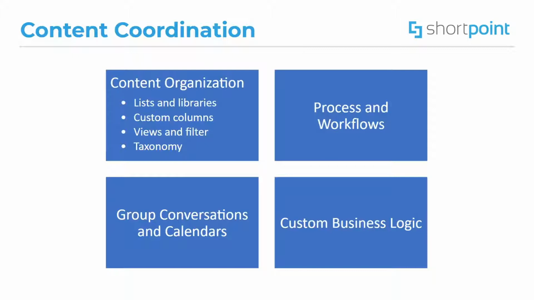You can add additional data using custom columns directly to the lists and libraries, or you can also add metadata to the content type and push it down to the lists attached to them. Users can easily change the way the content is displayed. They can use views and filters for that, and we're going to be taking a look at that. They can also define the organization taxonomy and use it to classify the content. We're going to be also taking a look at that.